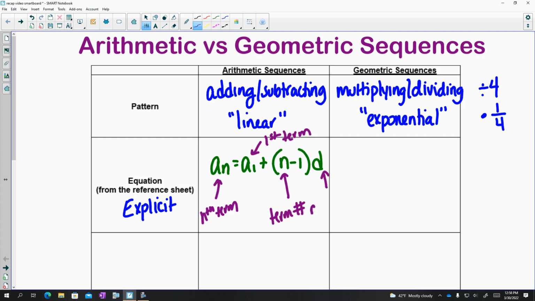And d is the common difference. And that's what's changing every single time. So that follows your pattern. If I'm adding by 5 every single time, my common difference is 5. For geometric, it's a sub n equals a sub 1 r to the n minus 1 power. A sub n, a sub 1, and n are all the same. The only difference in this formula is r, and that's the common ratio. Once again, it's what you're changing by, but this time I'm not adding, I'm multiplying.